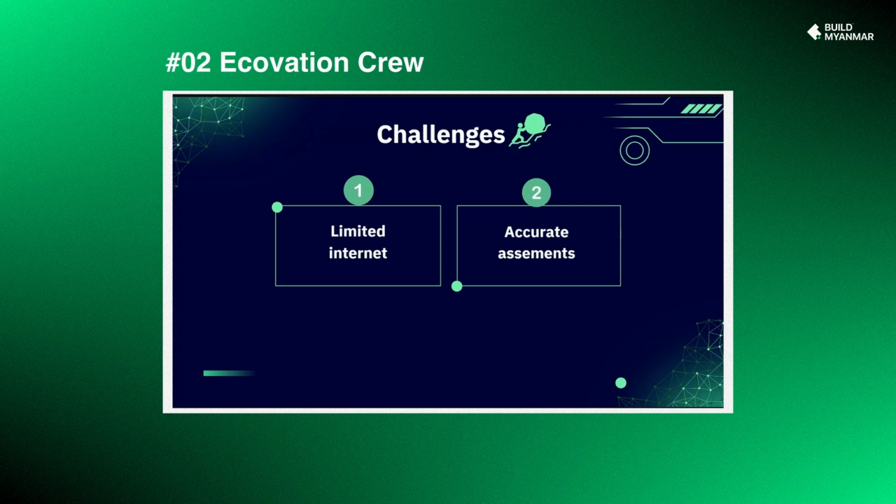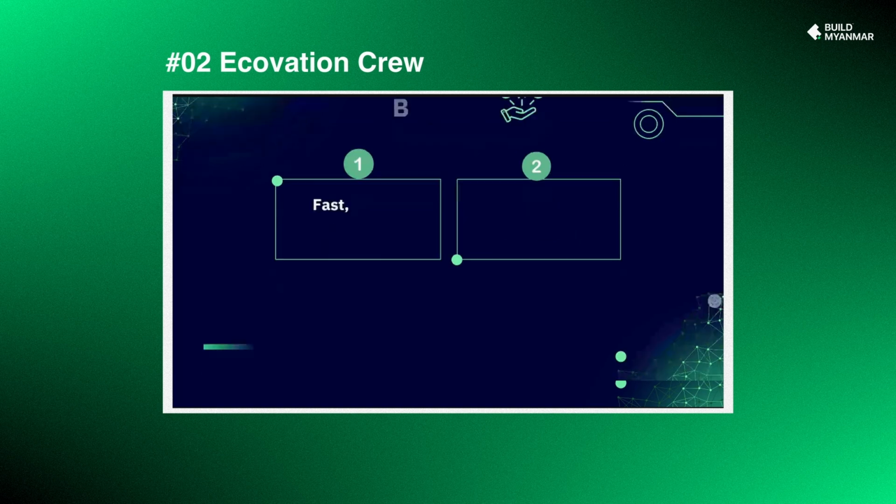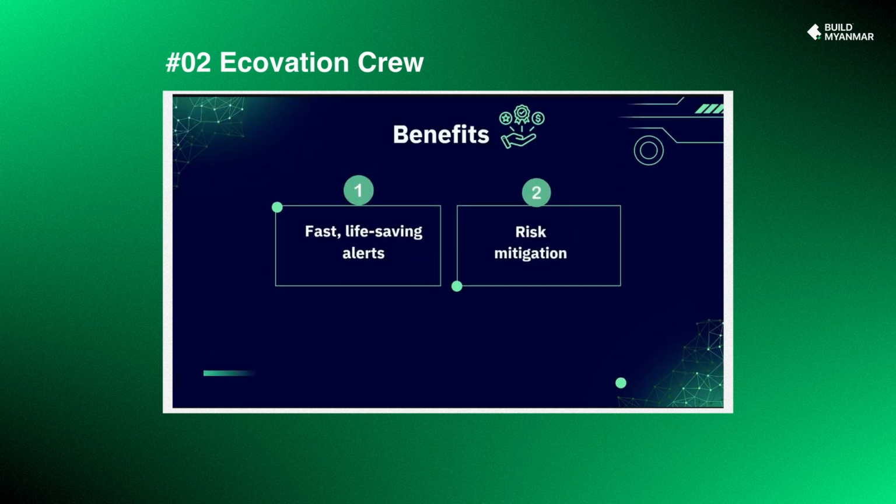Despite the challenges, our AI brings substantial benefits. One of the most important features is the ability to deliver fast, life-saving alerts, providing communities with crucial time to take action before the flooding worsens. Additionally, our AI supports risk mitigation by empowering people and authorities to make informed and timely decisions to safeguard life and property. This goes beyond being just a tool. Our AI is a lifeline and trusted safety net that communities can depend on as they navigate the threat of flooding.